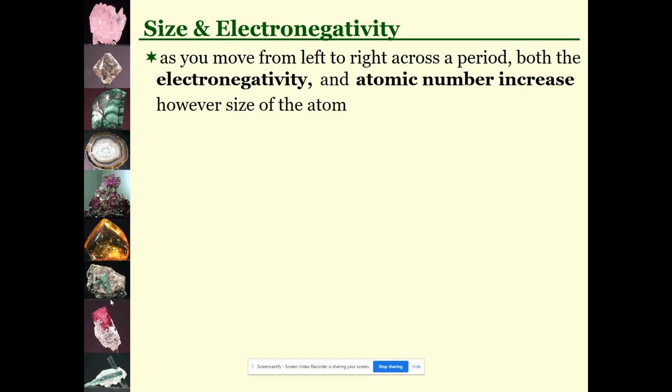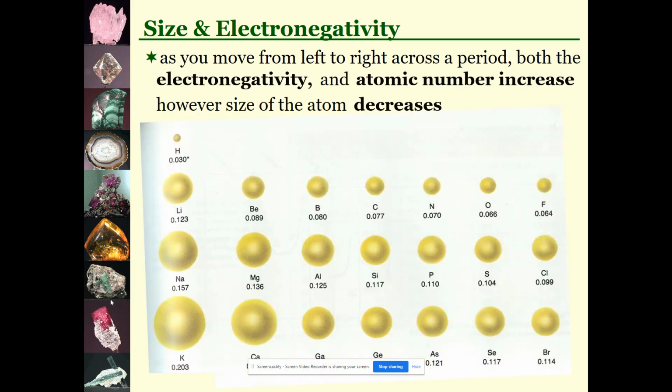Every element you go over from left to right increases by an atomic number of 1. However, when scientists have studied the size of atoms, they've noticed that as you follow this trend, the size of the atom actually decreases, even though electronegativity is getting bigger and the atomic number is getting bigger. Why does the size decrease?